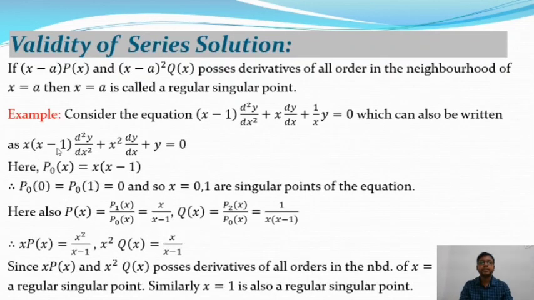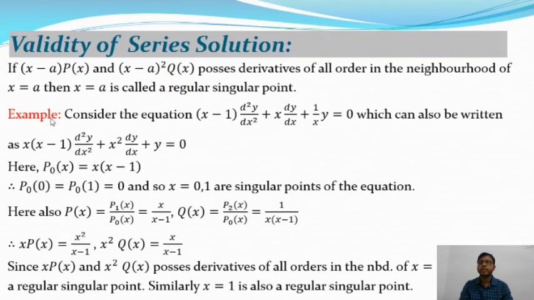So therefore, if (x − a) p(x) and (x − a)² q(x) possess derivatives of all orders in the neighborhood of x = a, then x = a is called a regular singular point. Okay, so in that case, where p(x) = p1(x)/p0(x) and q(x) = p2(x)/p0(x), these two terms possess derivatives of all orders in the neighborhood of x = a. Then x = a is called a regular singular point.